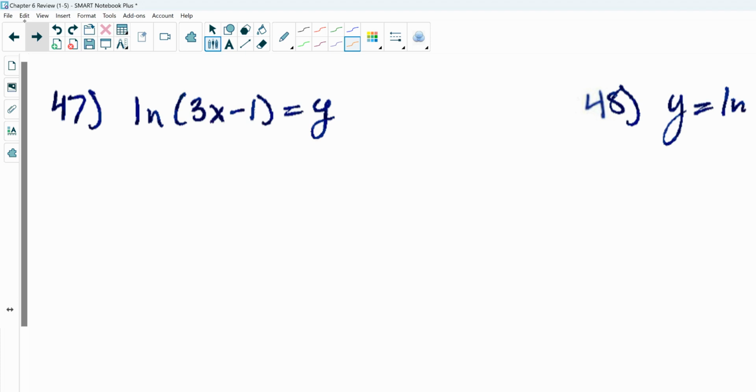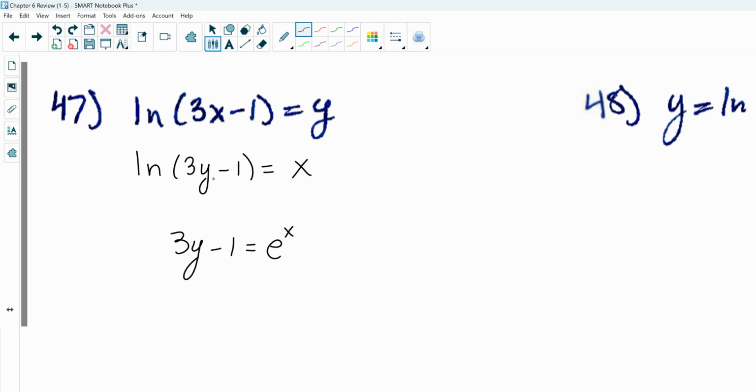Now we're going to look at some with natural logs. Again, with natural logs, we start with the same thing. We switch x and y. Now the natural log is already by itself, which is kind of nice. So we could do our switching method, telling us 3y minus 1 equals e to the x.